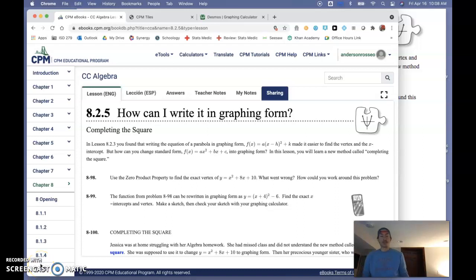Hey everybody, it's Mr. Anderson coming to you one more time with our last unit in Chapter 8, Section 8.2.5. Our job today is to figure out how we can take an equation that is given to us in standard form and write it in graphing form, even if that equation is not factorable. This idea is called completing the square.